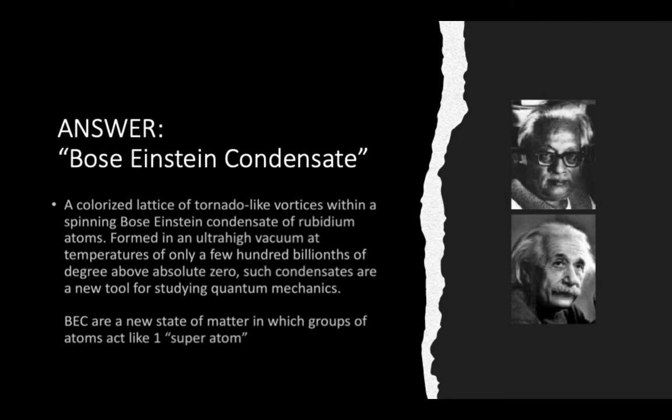It's formed in an ultra-high vacuum at a temperature of only a few hundred billionths of a degree above absolute zero. Now, absolute zero is the coldest, and we're going to define this in a minute, but it is the coldest that anything can get. There's no temperature below absolute zero. They're sometimes referred to as BECs, and BEC was recognized as a new state of matter in which the groups of atoms, rather than being pushed together like solids where they were touching, actually merge into what they call a superatom.